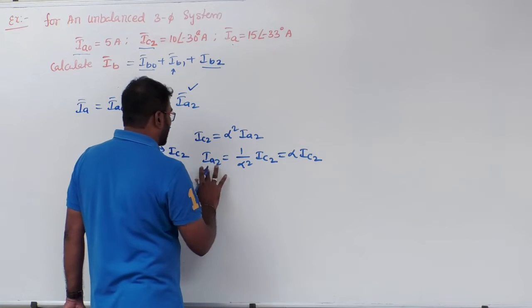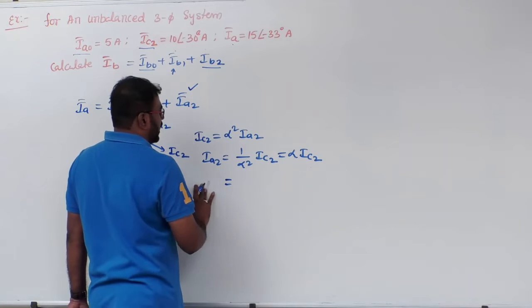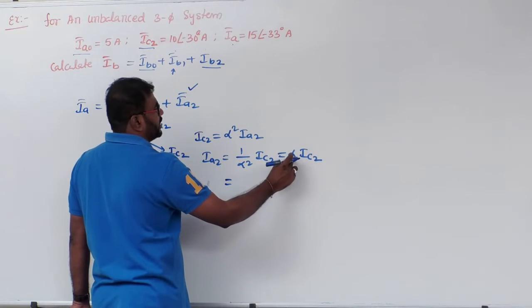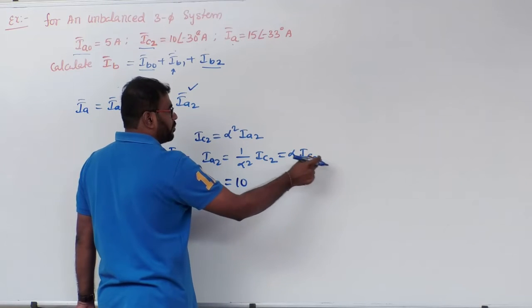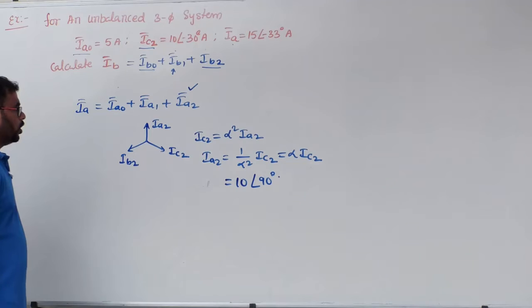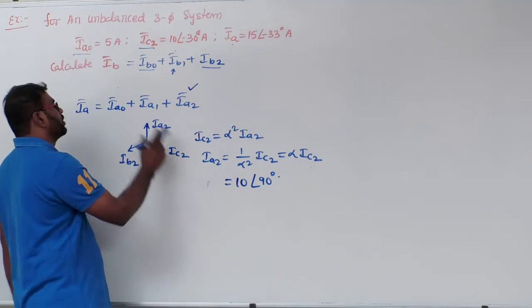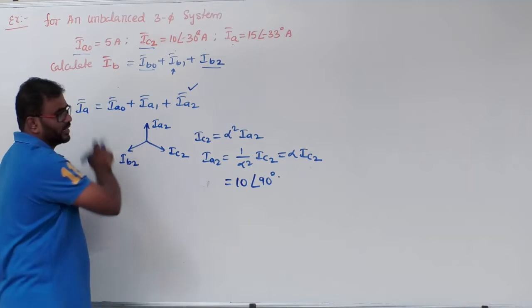Tell me what is the IA2 value now? IC2 value we know is 10 at an angle minus 30. Then IA2 is 10 at an angle minus 30 into 1 at an angle 120. Magnitude is the same, but the phase angle is 120 minus 30, which is 90 degrees. So we got IA2. We know IA0, we know IA, so we can calculate IA1 now.